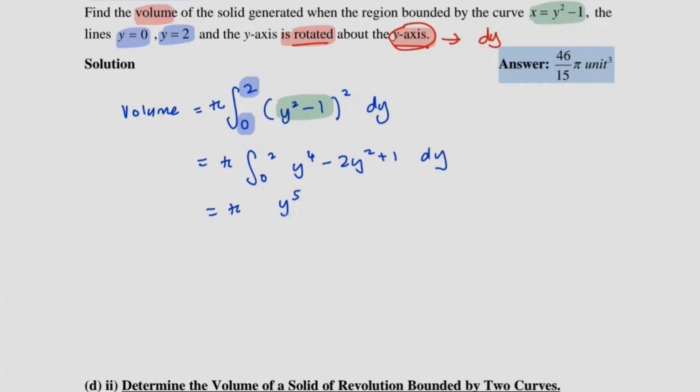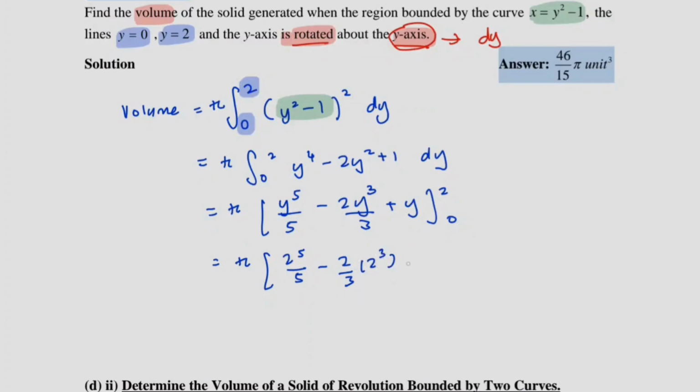And integrate y power 4 plus 1 becomes y power 5 over 5, minus 2. y power 2 plus 1 is 3, so y cubed over 3, plus y. Substitute the upper limit first, minus with the lower limit.